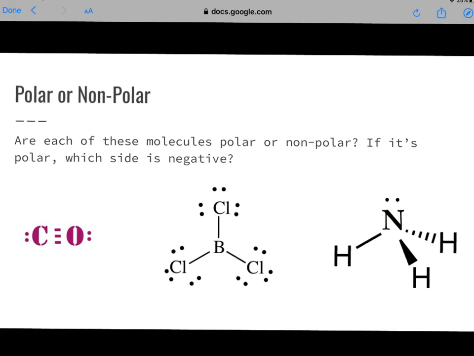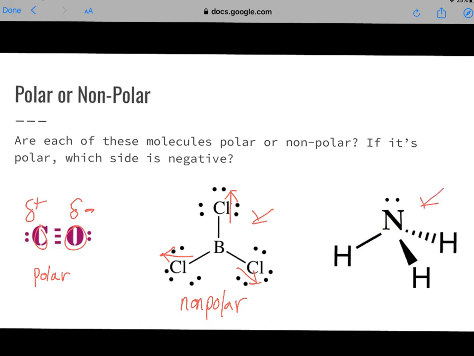This one, the first one on the left, is polar because we clearly have two different sides. We have the side with the carbon and we have the side with the oxygen. Carbon is less electronegative and oxygen is more electronegative. So the oxygen side is going to be the negative side and the carbon side is going to be the positive side. This molecule is nonpolar. It's a flat triangle and all of those chlorines are going to pull evenly on the electrons. So one side's not more negative than another side. It's nonpolar, an evenly matched tug of war.